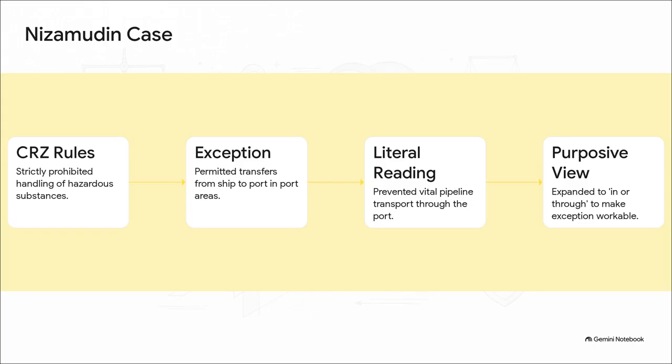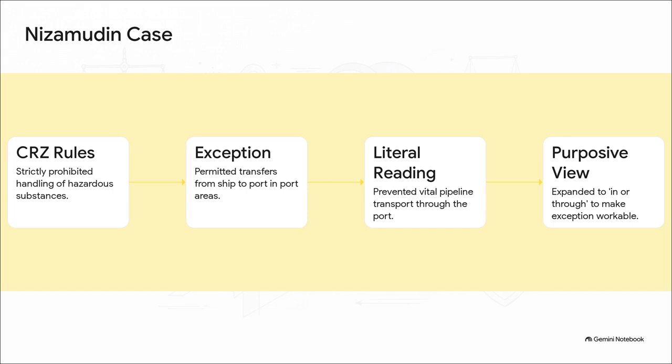The proposed arrangement was to move the VCM from the ship to the marine port and then via an underground pipeline to the PVC plant. But a strict, literal reading of in-port areas would mean you could only move it around inside the port itself, completely blocking the pipeline from transporting it onward to the industrial facility. It would have made the exception practically useless.